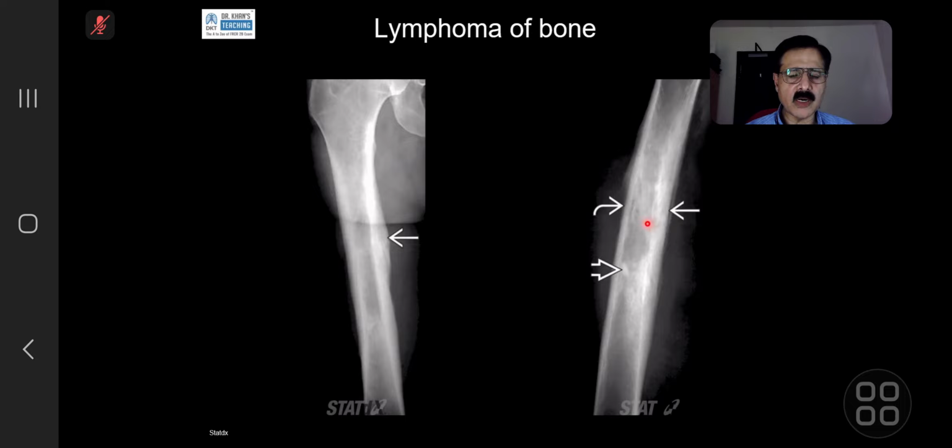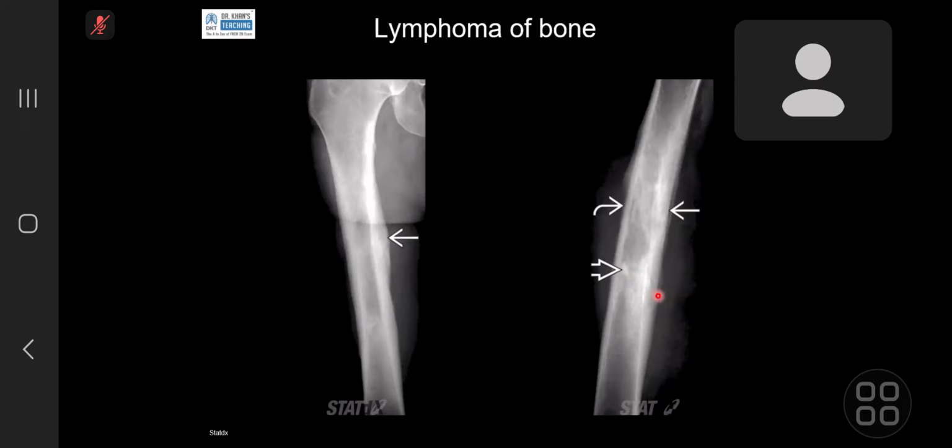These words should be part of your vocabulary: endosteal scalloping, periosteal scalloping. If something is sitting outside and causing indentation of the outer cortex, you will call it periosteal scalloping, and this is endosteal scalloping. Now, with that, there is some high density. Look at this. Candidate 2, what is this? What is this high density? Yes, the high density. This arrow, this arrow.